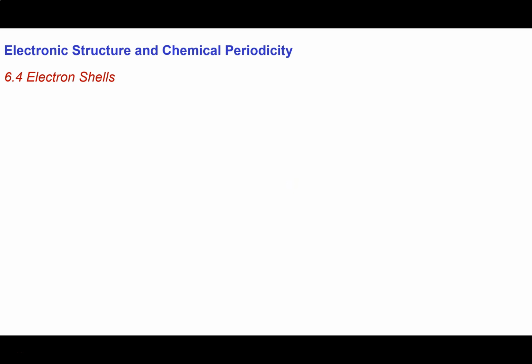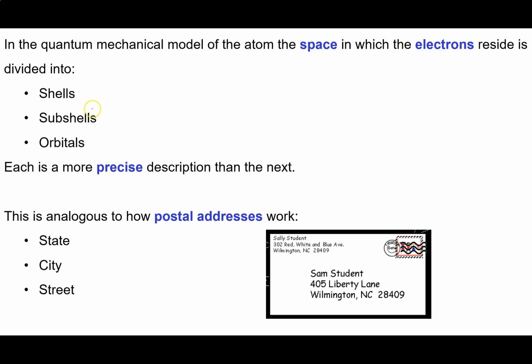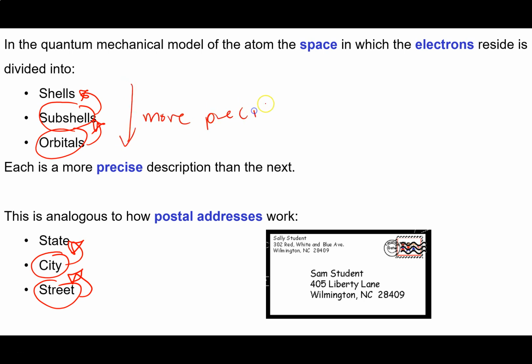So in the Schrödinger model of the atom, electrons are located within electron shells, inside which we will find electron subshells, and inside those subshells we will find orbitals. So the important thing to recognize is that subshells are found within shells, orbitals are found within subshells, just like cities are found within states, and streets are found within cities. So as we go down here, we're getting a more precise description of where the electron is.